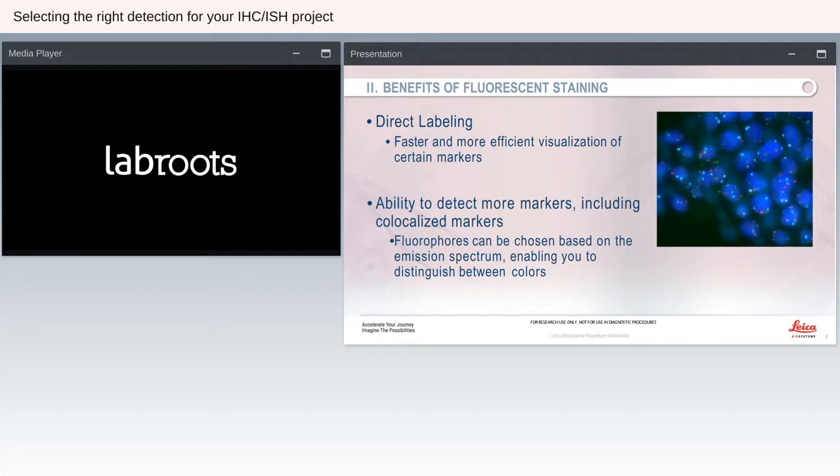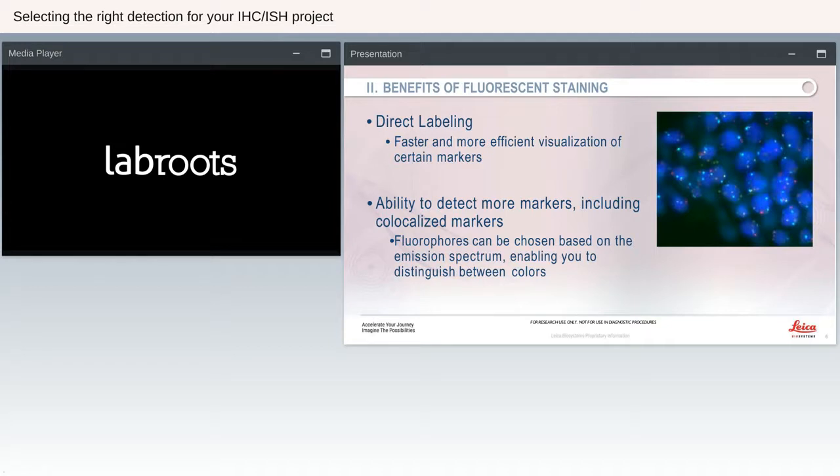So if you've got less experienced people working in the lab, this may be a good option for you to take. Alternatively, indirect labeling is another method you can use both for chromogenic and fluorescent detection. It introduces more variables, but it also provides a bit more flexibility in the sense that you can use the same primaries or probes with different colors. So you can mix and match a bit more. But direct labeling is a nice option there with the fluorescence.